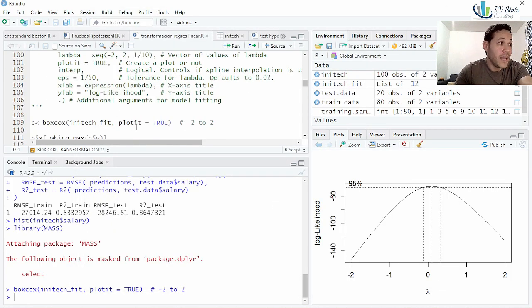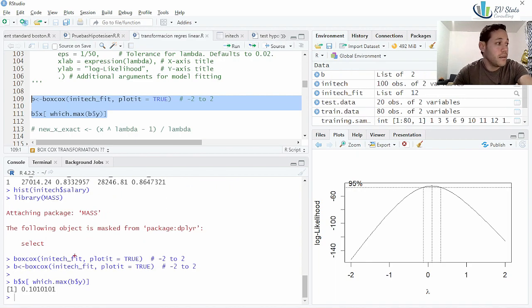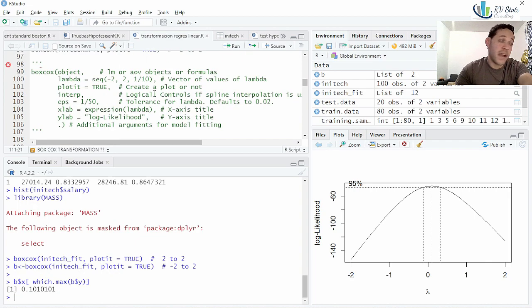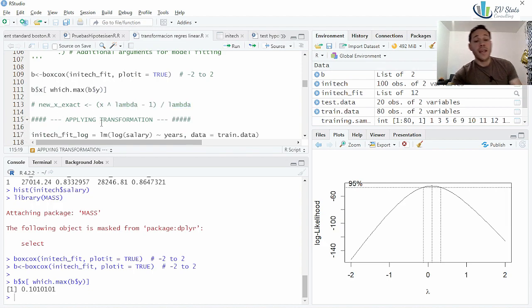We can calculate it, or you can find what that value is, just by saving that information directly into a variable, like we call it B, and then you extract which one is the highest value. As you can see, we're going to use 0.1. That is telling us that should be the best lambda to use in Y transformation. And there is some other information when you use Box Cox. Now, that means that we should use 0 or 0.01. Well, in this case, we're going to use 0. We're going to use it directly, because it's so close.